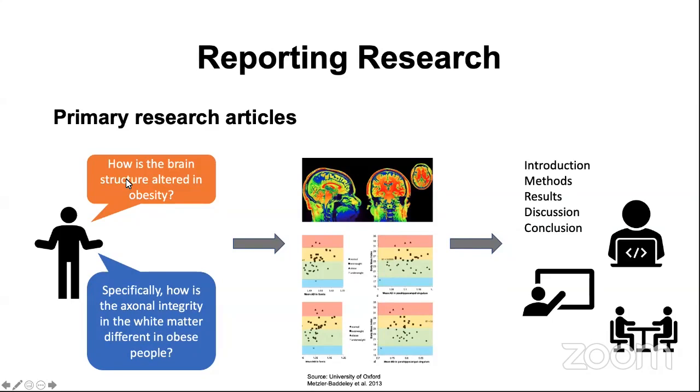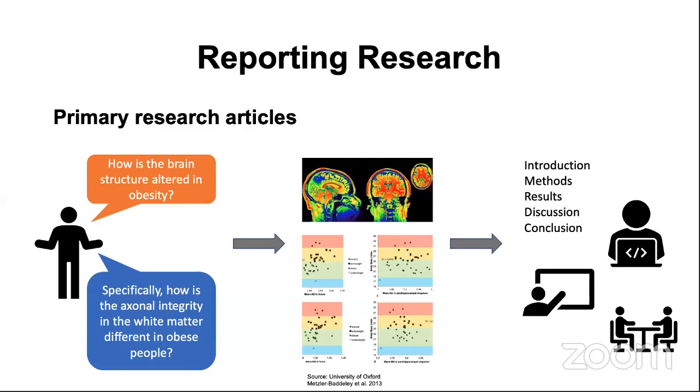So for example, this researcher is interested in learning how is the brain structure altered in obesity? And as you can probably see, this question is very vague and broad. This is almost like saying, what is the biology behind obesity? So because this question is very broad, there can be different ways of studying this, and there can also be different perspectives.